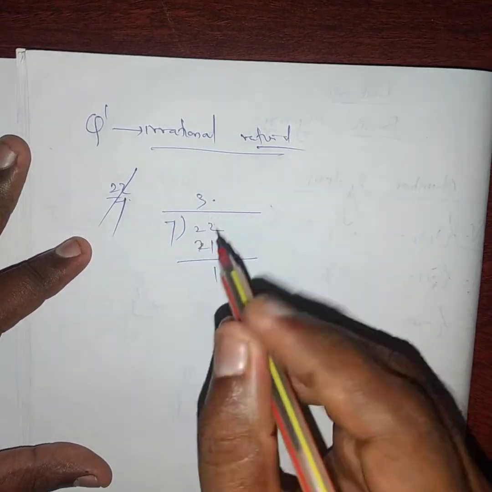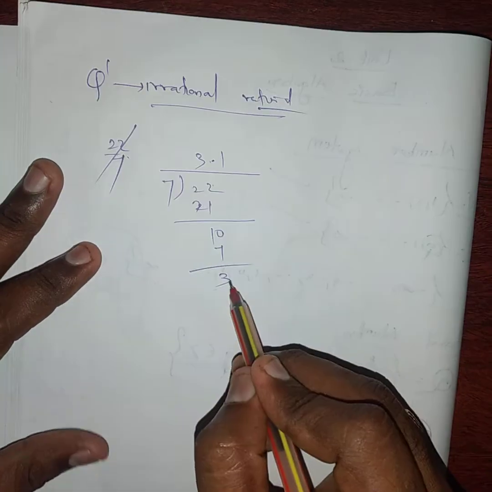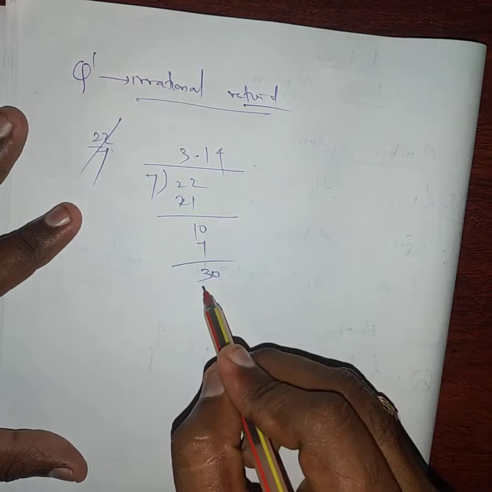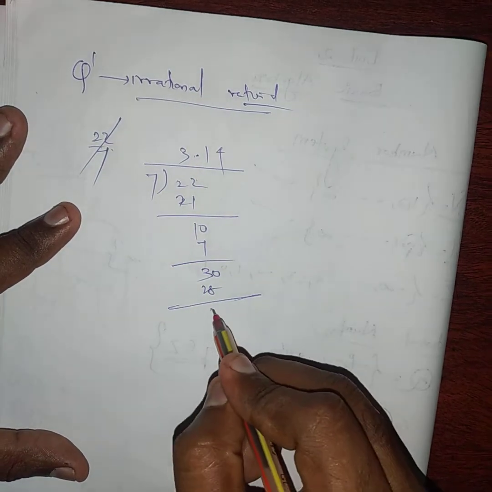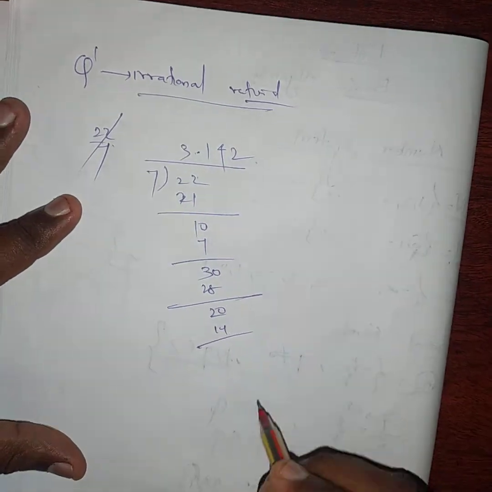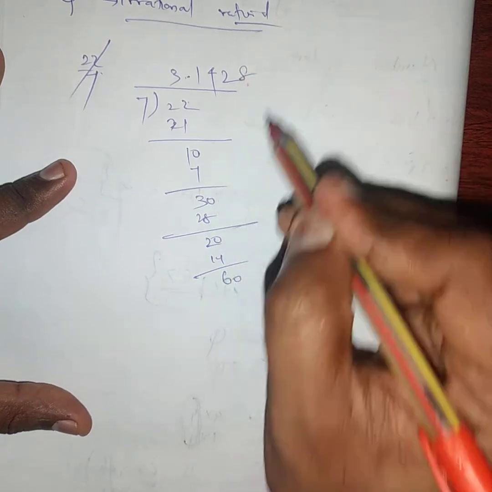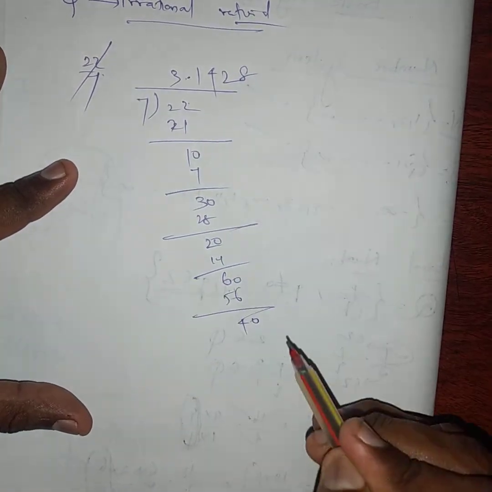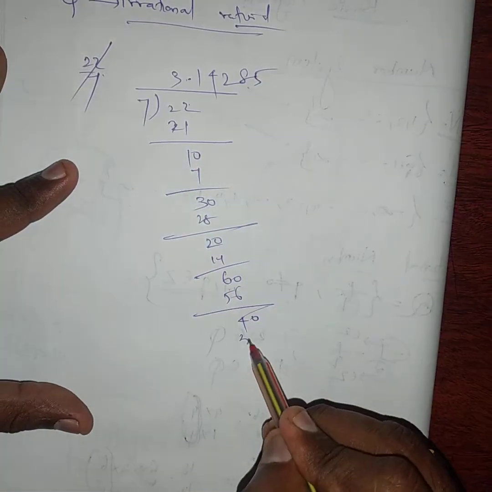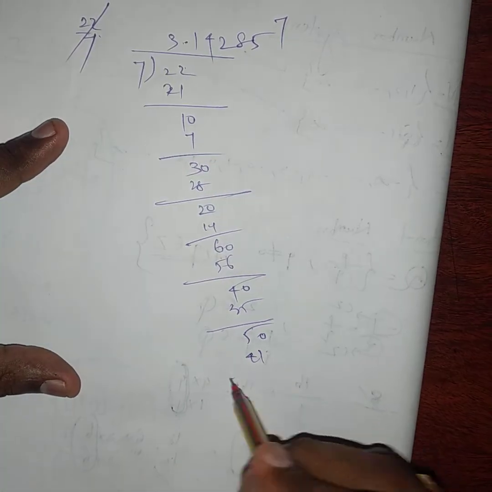I can place a point here, so I can place 0 here. 1 seven is 7, remainder is 3. As I placed a point, I can put 0. 4 sevens are 28. After 28, I can place 2. I can put 0. How many times? 2 sevens are 14. After 14, I can place 6. So I can place 0. 8 sevens are 56. Once again 4, 0. 7 fives are 35. After 35, I can get 5. 0. 7 sevens are 49. Still, it's not ending.